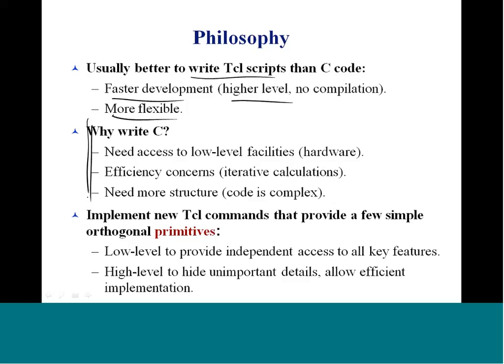Implementing new Tcl commands should provide a few orthogonal primitives. There are some Tcl commands that can actually give some extra ones. The primitives should be low level enough to provide independent access to all the key features, and also high enough level to hide the unimportant details, and that allows an efficient implementation.